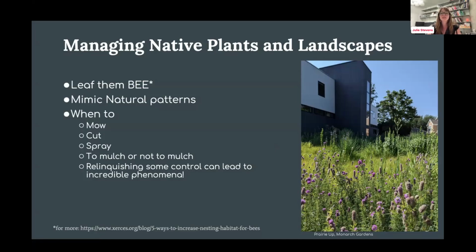Leaf them be. So do my students. Leaf them be. Do you know what that means? It means leave your leaf litter, leave your plants up, leave them all up for the winter. Don't knock them back until spring.